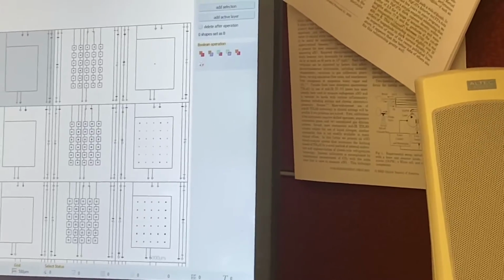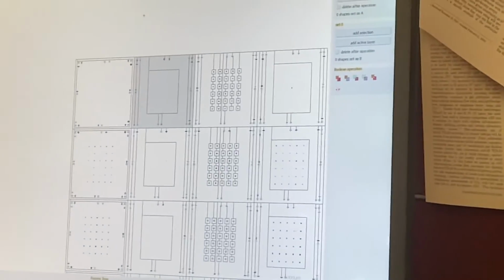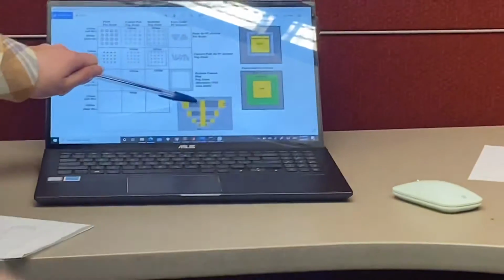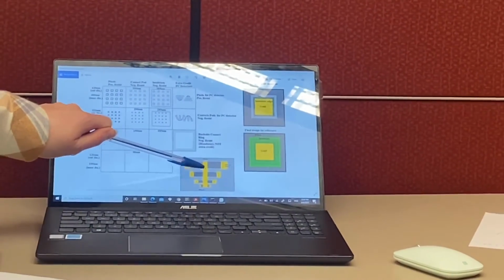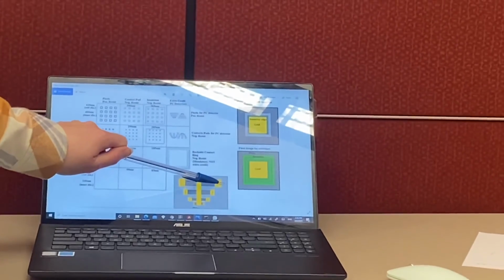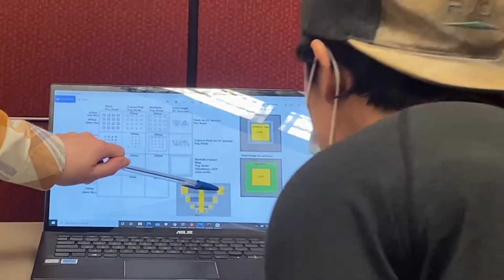I have a question about this. You said that this dimension should be 1 millimeter by 1 millimeter, and here it is 150 micrometer. So how could this be?